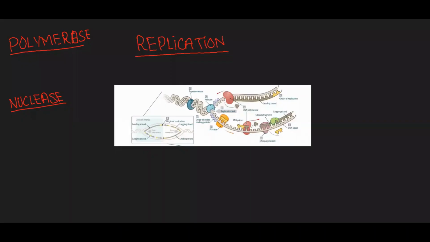Now I am going to discuss DNA replication in detail. In DNA replication, the helicase enzyme unwinds the DNA by breaking the hydrogen bonds between the adenine and thymine nucleotides. So helicase opens the DNA by breaking the hydrogen bonds. And then what is the function of the polymerase? Polymerase forms phosphodiester bonds, and nucleases hydrolyze the phosphodiester bond.